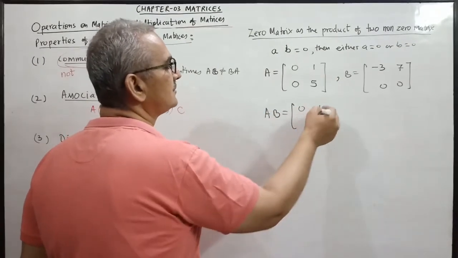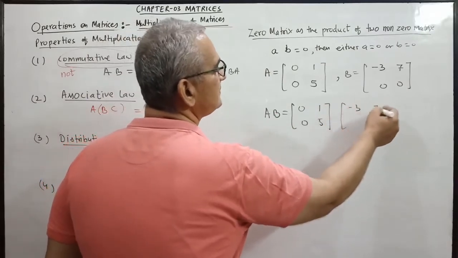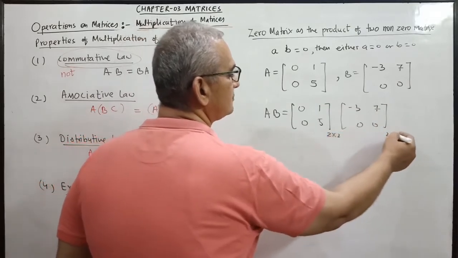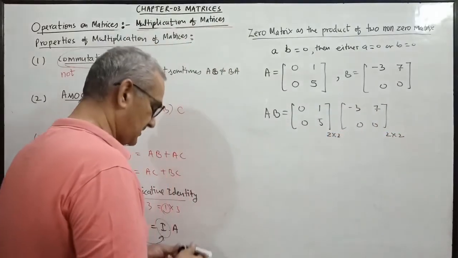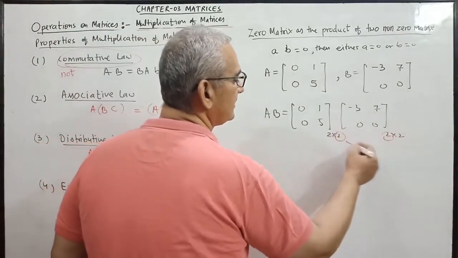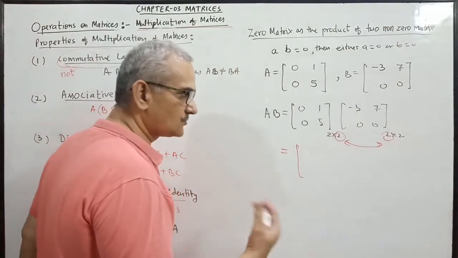A into B: 0 1 0 5 is the first one. The second one is minus 3 7 0 0. What are the orders of these two? This is 2 by 2, this is 2 by 2. So you are seeing here that we can multiply them. This is 2, this is 2, they are the same, so we can multiply them. Let's multiply them and see what will happen.